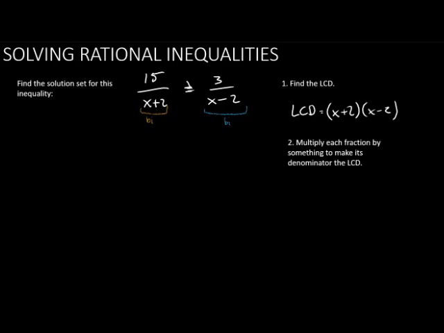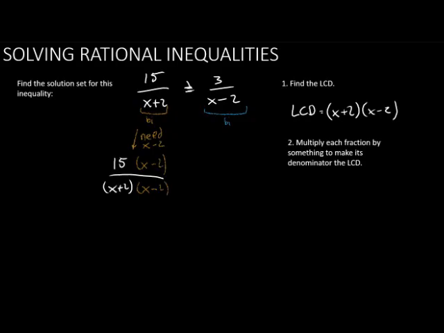Our first fraction already has x plus 2. That's in the LCD. However, it's missing x minus 2. We'll make a note that we need x minus 2 on the top and bottom here. So we'll rewrite our fraction. We'll have 15 over x plus 2. We'll place that x plus 2 in parentheses, and then multiply on top and bottom by x minus 2.